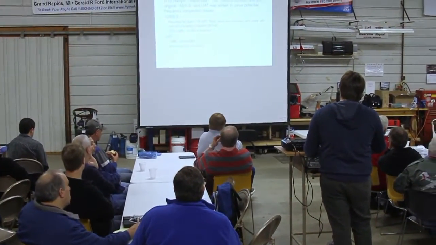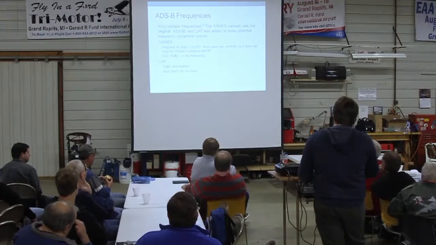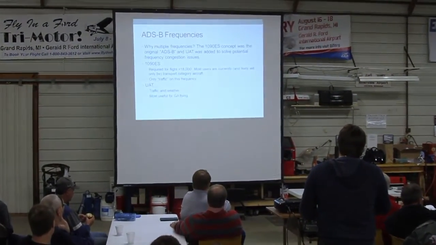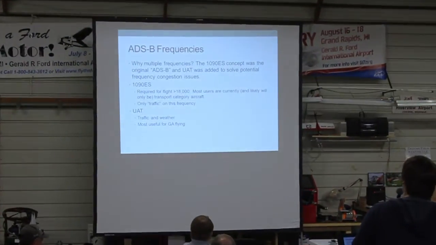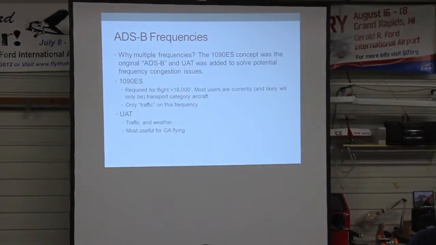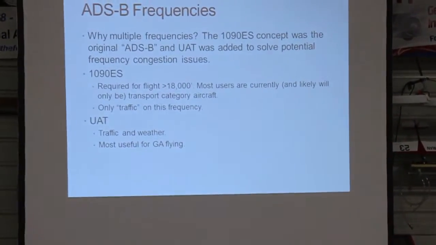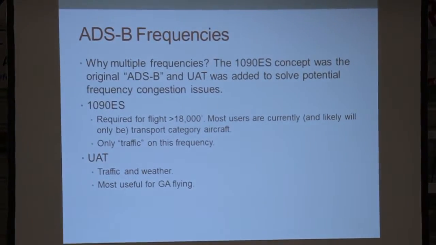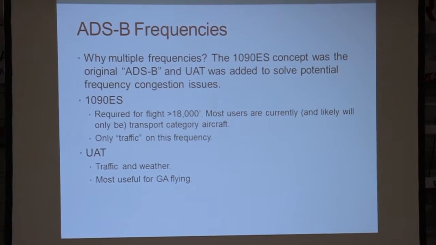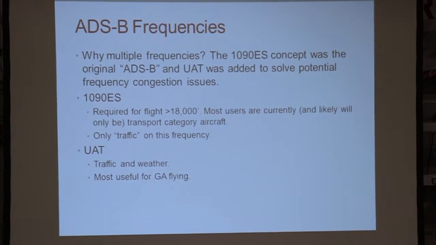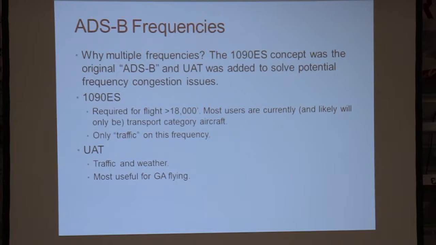So most users currently, in the U.S., are only tracking airline carrier aircraft, so we only get traffic on this frequency. UAT is where we're going to be getting all the weather and all of the traffic rebroadcast data from, and UAT is most used for general aviation flying.